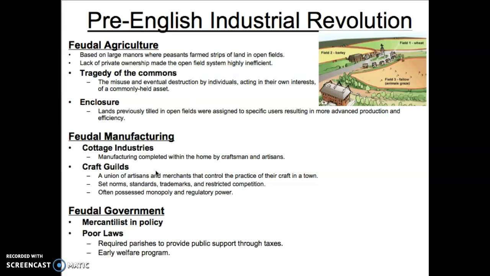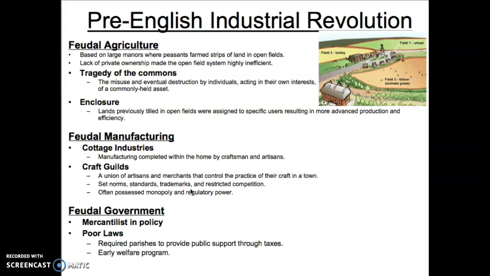But what happens in these small feudal kind of villages is the workers, the artisans, the merchants, they get together and they start to control their industry. They set norms, standards, they create trademarks, having so much power that you can actually say, no one else can use my brand, my name, my idea.